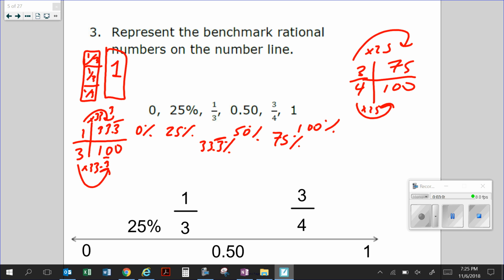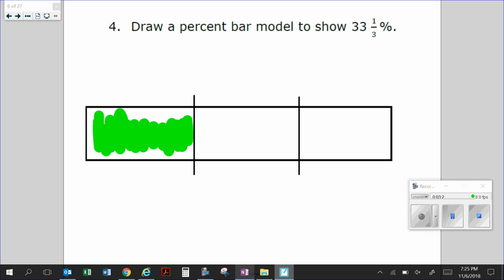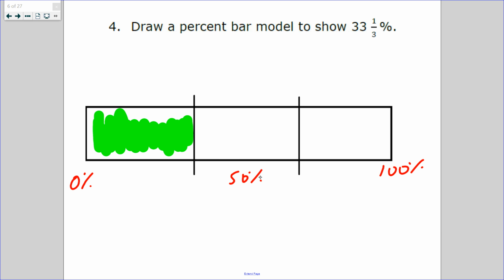So let's put it in order. 0, 25%, and 33.3 is less than 50%. 75% is more, so it goes to the right of 50%. Show me, given an empty bar, show me 33 and 1/3%. Well, we know that this is 0%, this is 100%, this would be 50%, this would be 25%, this would be 75%. So 33 and 1/3% would be between 25% and 50%. Another way to do it is cut the bar into 3 equal parts, and it's 1/3.